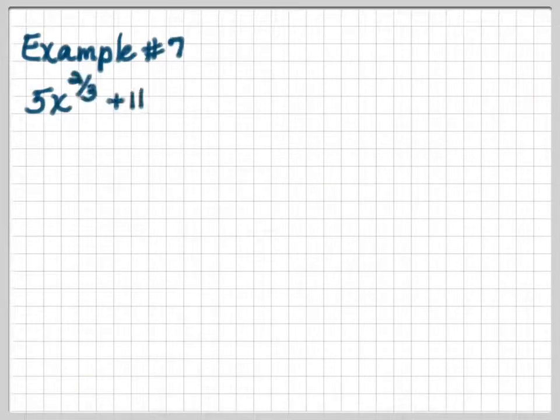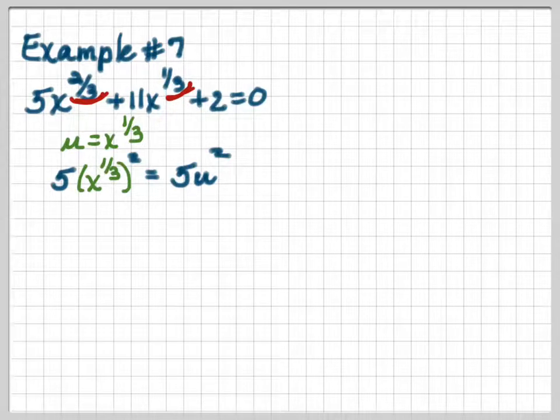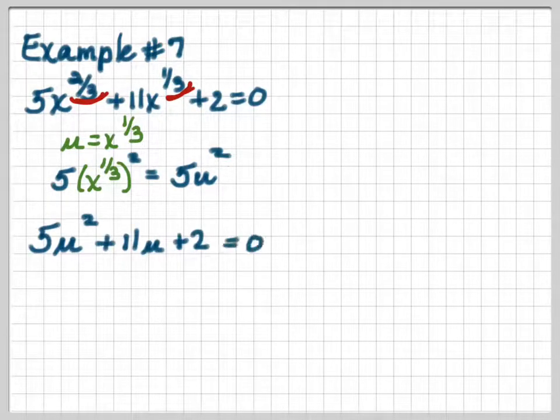All right, another example. This is with a rational exponent. 5x raised to the 2/3 plus 11x to the 1/3 plus 2 equals 0. I have 1/3 and I have 1/3 squared. So if I let u equal x to the 1/3, then I will have 5 times x to the 1/3 squared, which is 5u squared. So 5u squared plus 11u plus 2 equals 0.